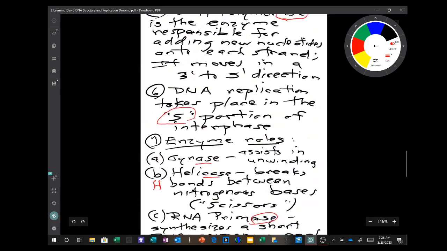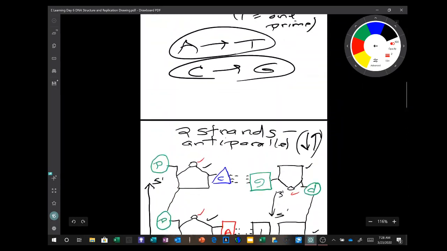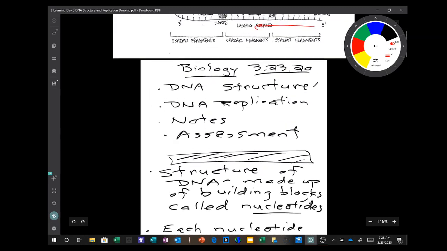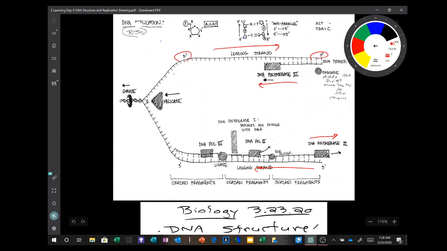So I'm sure what's going through your mind is, Mr. C, this is really complicated. What are Okazaki fragments? And the answer is in this illustration, if I could show this to you. All right, so right here, you can see the gyrase is doing the unwinding, right? It's unwinding the strand of DNA.